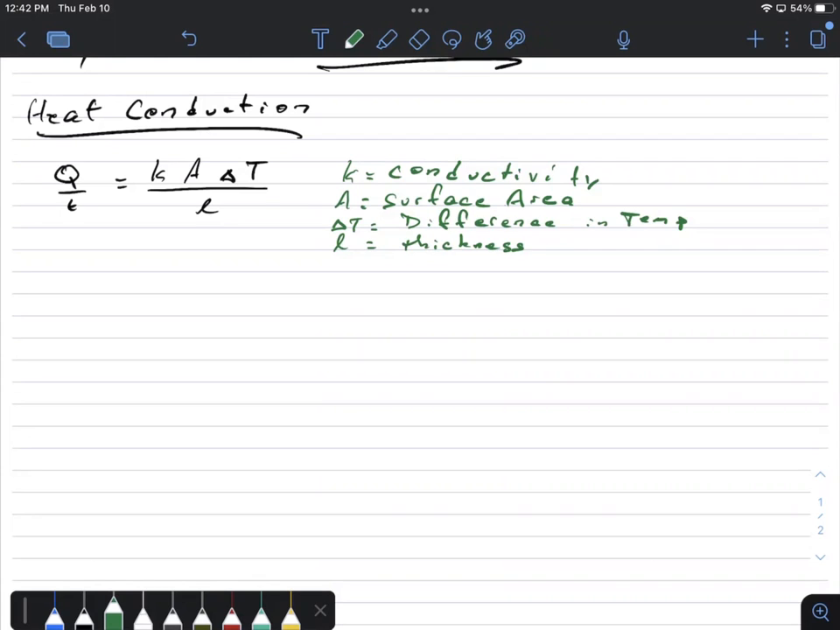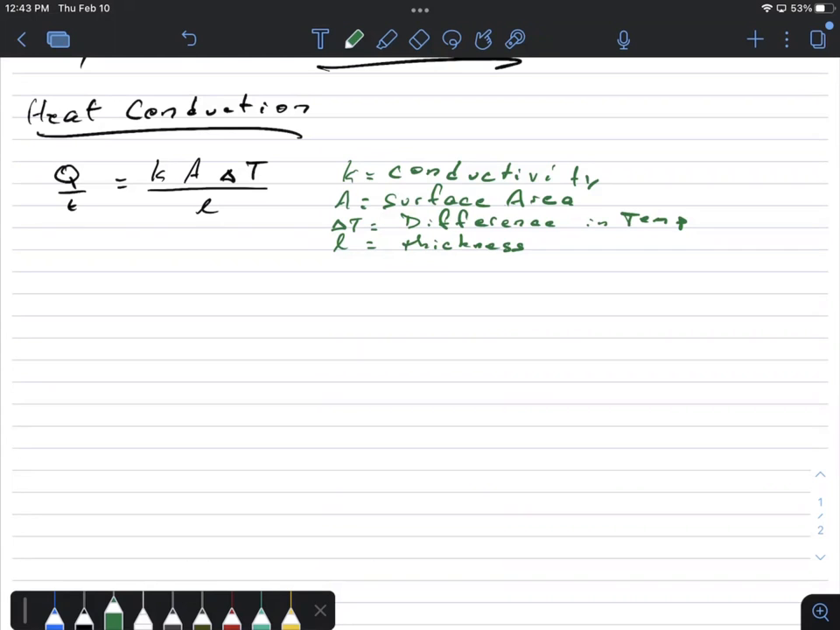For instance, maybe what I'm asking in a question is, how long should you wait for the window to allow 10,000 joules of energy through? Well, in that case, I'm not looking for the heat transfer rate anymore. What I'm looking for is the time. How long should I wait, given I know the heat that will flow? Q is now a number. So instead, I'm just solving for little t.